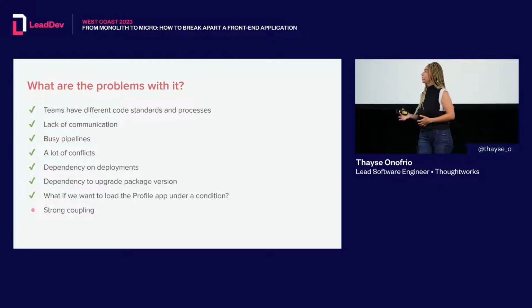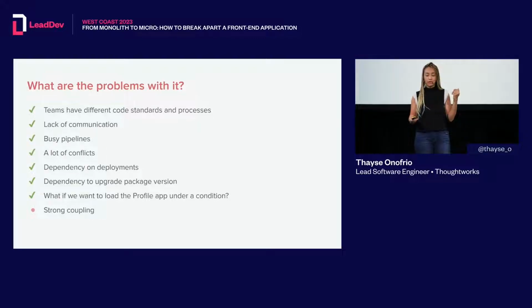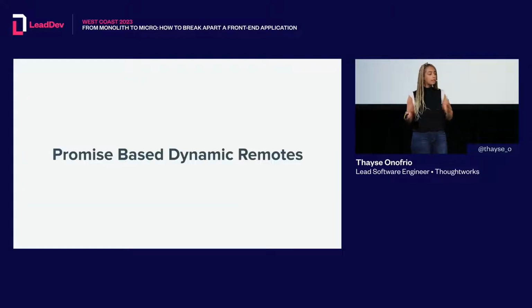But we need to think about what happens now if there is any issues with the profile app. Currently, it means that the savings app would not be able to start as well. So we created a new issue of strong coupling. One app actually depends on the other to stay up. So we add this new issue to our list. And we need to think about strategies to deal with that. And one way to do that is use promise-based dynamic remotes.